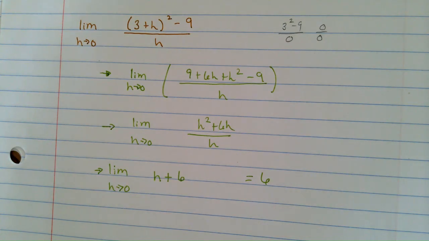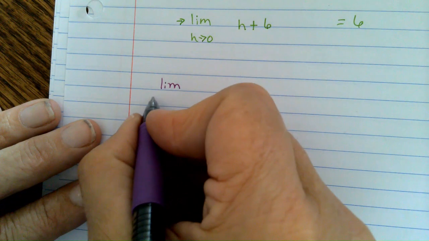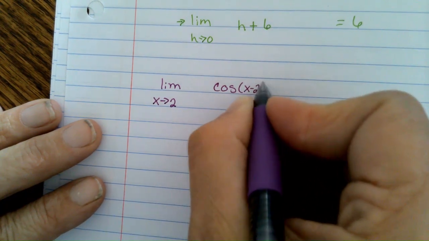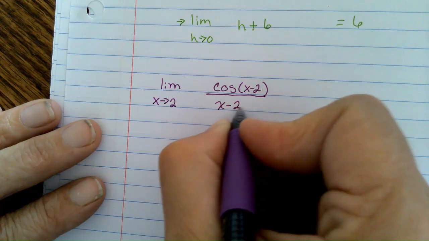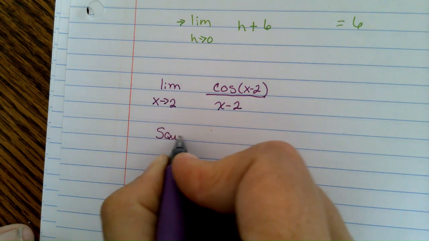Okay, now, I've actually kind of already talked about this, but we'll just double check. Let's say you have something like the limit as x approaches 2 of cosine of x minus 2 divided by x minus 2. You're not going to be able to algebra this out. So this is where that squeeze theorem comes in. Okay? We know we cannot substitute 2. So the squeeze theorem really, we're just going to kind of come in here.